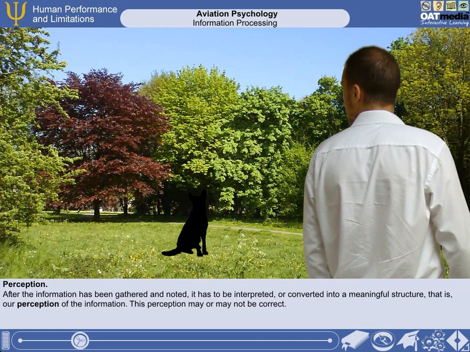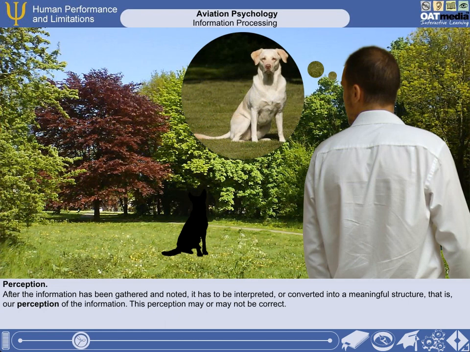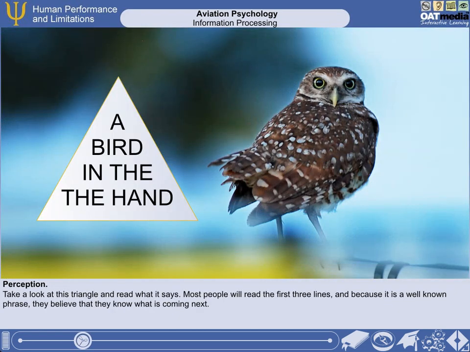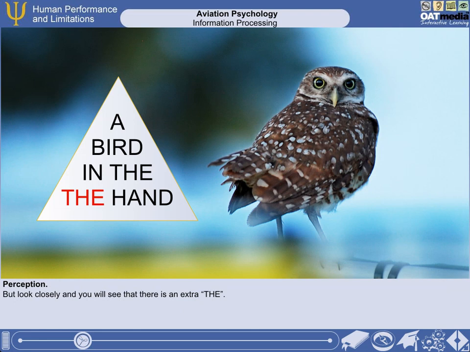After the information has been gathered and noted, it has to be interpreted or converted into a meaningful structure, that is, our perception of the information. This perception may or may not be correct. Take a look at this triangle and read what it says. Most people will read the first 3 lines, and because it's a well-known phrase, they believe that they know what's coming next. But look closely, and you will see that there is an extra the.